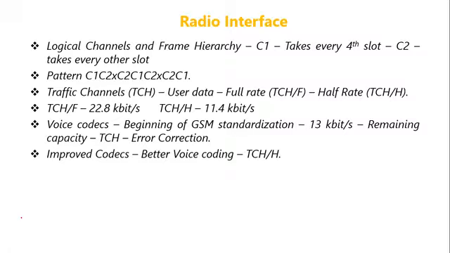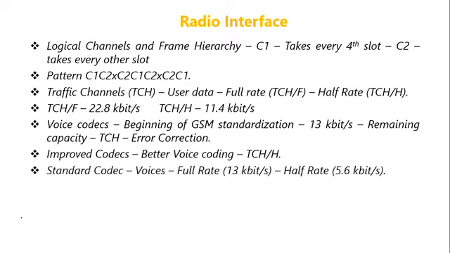So the improved codecs, that is the latest development in codecs, allow for better voice coding and can use a TCH/H instead of TCH/F. So we have special codecs. With that, instead of going for a traffic channel with full rate, we can even go for a traffic channel with half rate. Using these half rate traffic channels doubles the capacity of the GSM system for voice transmission.